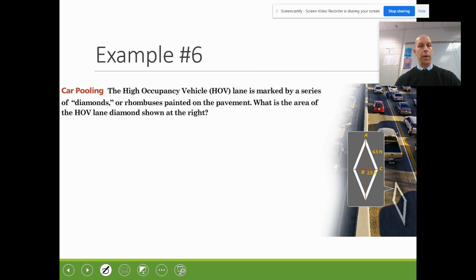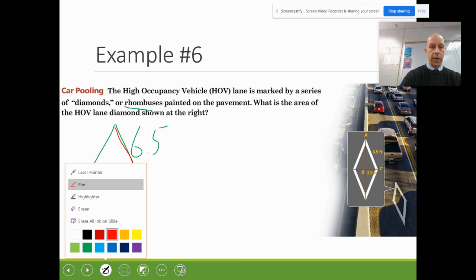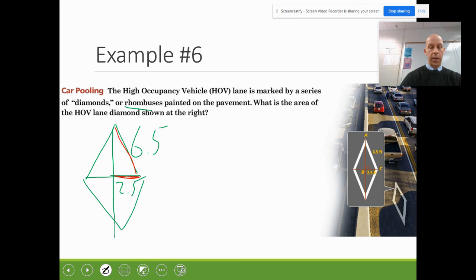And last example here. So here we have a diamond shape, which is also what we call a rhombus. And we are given that this edge is 6.5. And we know that this distance here is 2.5. In fact, let me make this a little bit more obvious. We've got those two measurements. We're trying to find this total area. So the area is going to be equal to 1/2 diagonal 1 times diagonal 2. Now the good news is we already know that this diagonal has to be 5. What we don't know is this diagonal.